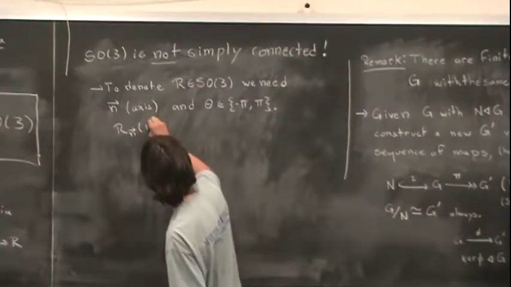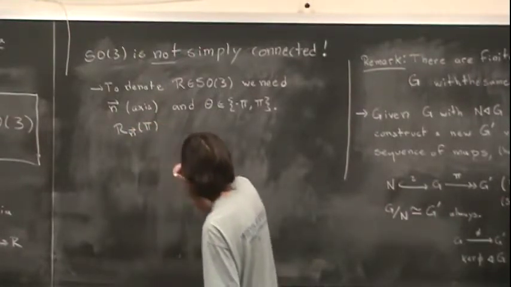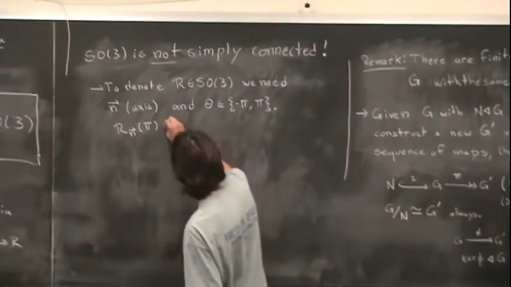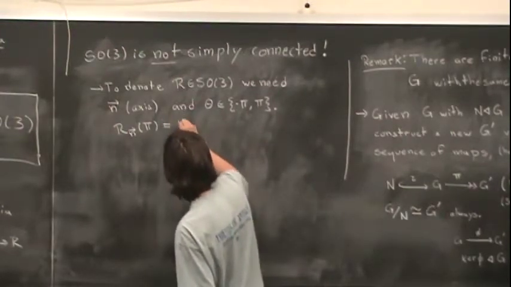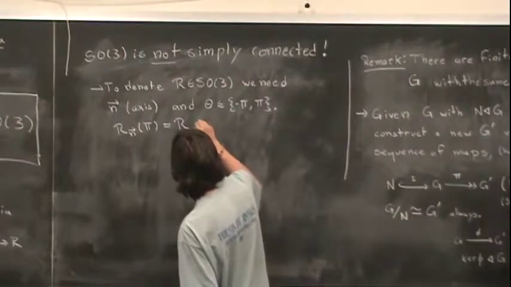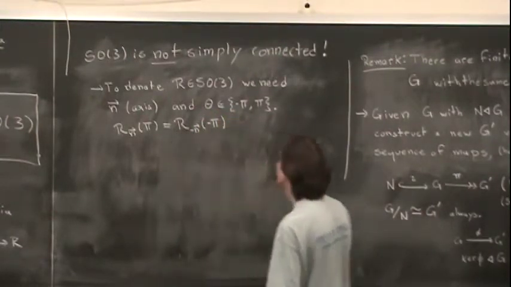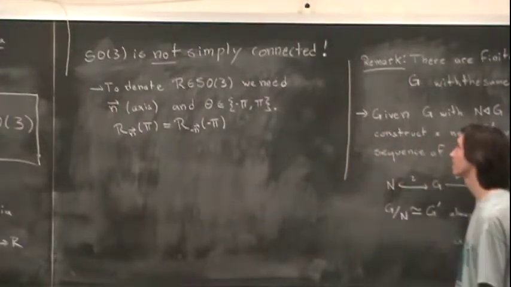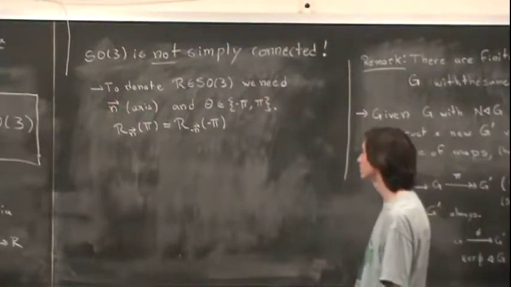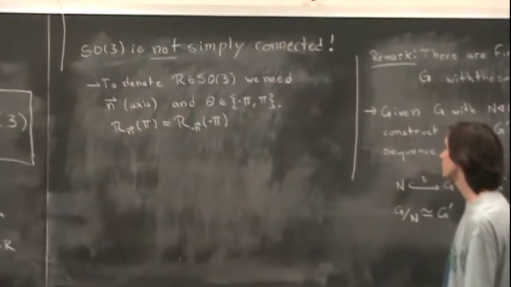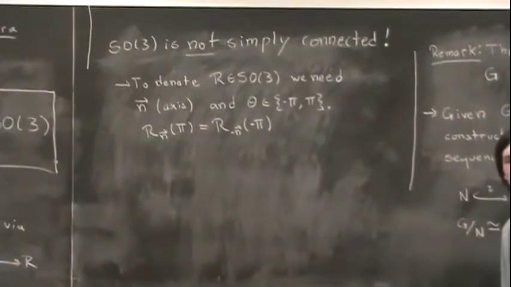Furthermore, the other thing that one should note is the fact that if I rotate about the axis n by an angle pi, that's exactly the same as rotating about the axis minus n by an angle minus pi.